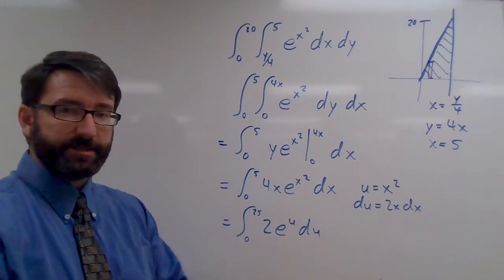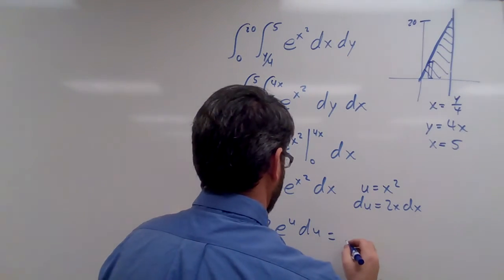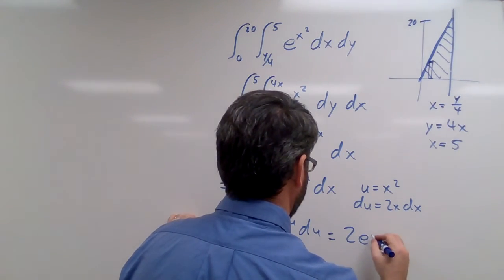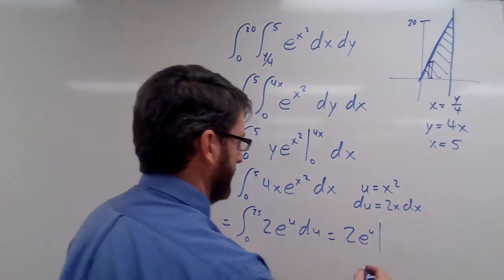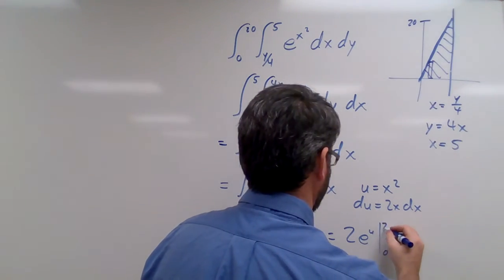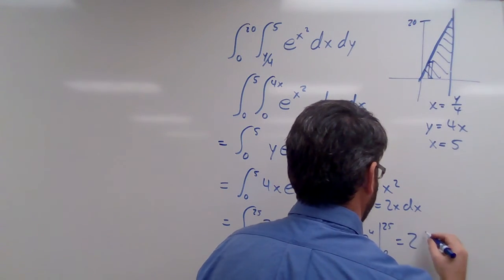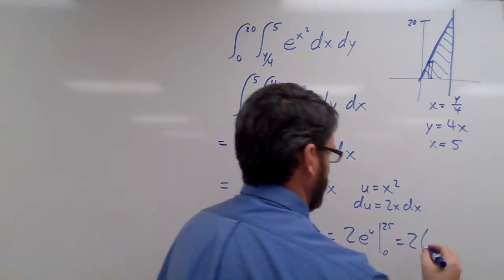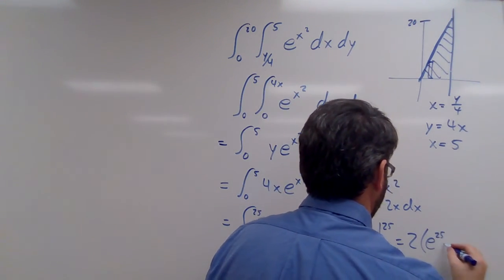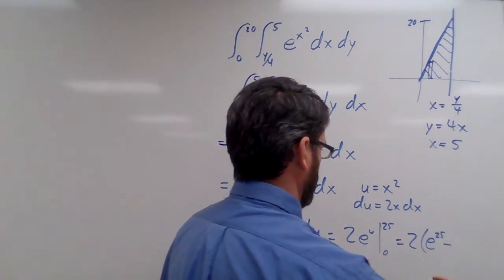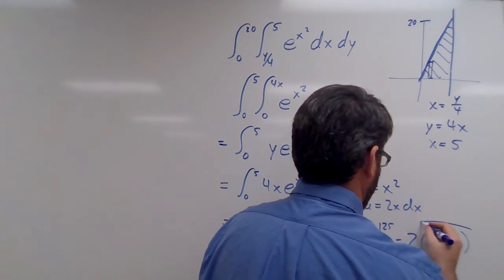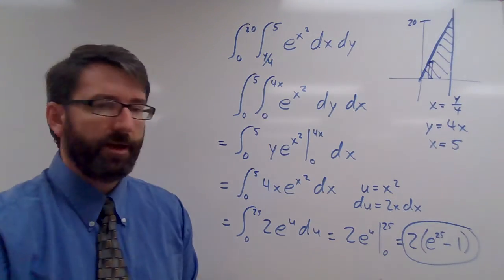All right, now this is easy to integrate. This is going to be equal to 2 e to the u, and it's evaluated from 0 to 25. So that's going to be equal to 2 times e to the 25th minus e to the 0, which is 1. And so that's going to be our answer.